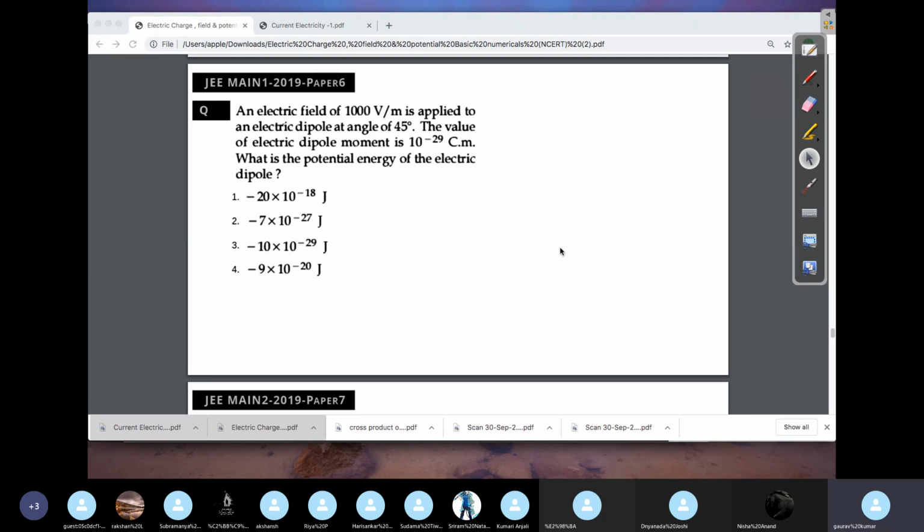An electric field of 1000 volt per meter is applied to an electric dipole at an angle of 45 degree. The value of electric dipole moment is 10 to the power minus 29 coulomb meter. What is the potential energy of the electric dipole? This is the question.